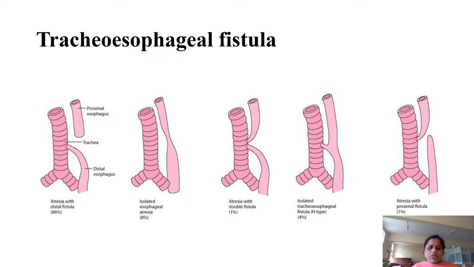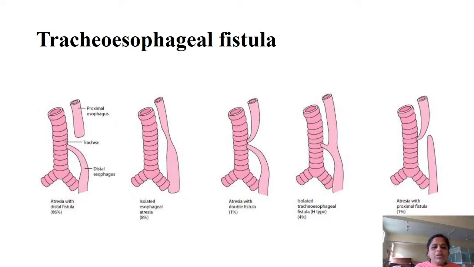Tracheoesophageal fistula is one of the commonest congenital anomalies that require surgery early, even in the neonatal period or early infantile period. There are various types of tracheoesophageal fistula, the most common being atresia with distal fistula. That is, the proximal part of the esophagus ends in an atresia, and the distal part is attached to the trachea. Atresia with distal fistula accounts for 86% of tracheoesophageal fistulas.